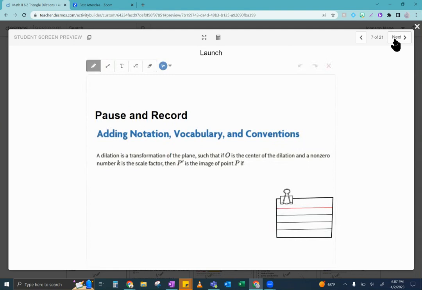Okay, so a dilation is a transformation on the plane such that if O is the center of dilation and a non-zero number K is the scale factor, then P prime is the image of point P if... now I gotta go grab my notes because I did not write this down. Give me 1 second.